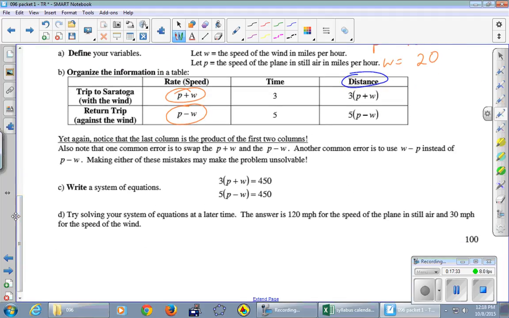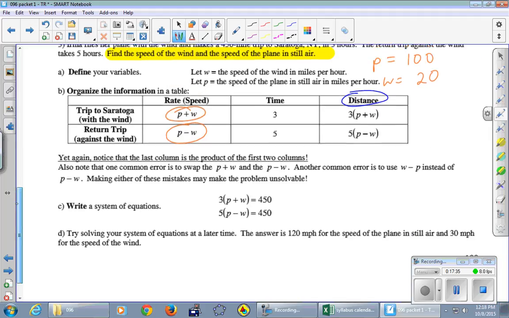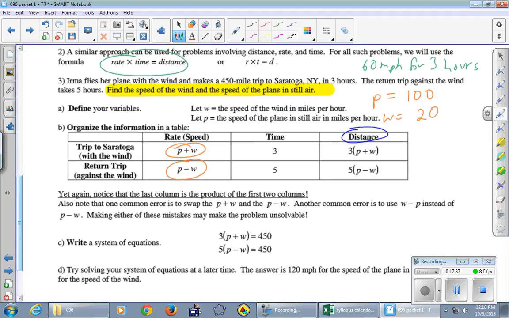Okay, so our equations here, there is no total or mixture row at the bottom. So you just have to make sure you use the given distance. In this case, it's 450 miles both ways. And so on the one hand, this distance is 450. That's the first equation. And on the other hand, that distance is 450. So both of those equations are set up down there. Any questions on that?